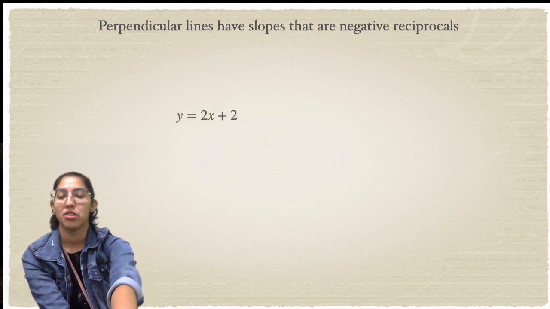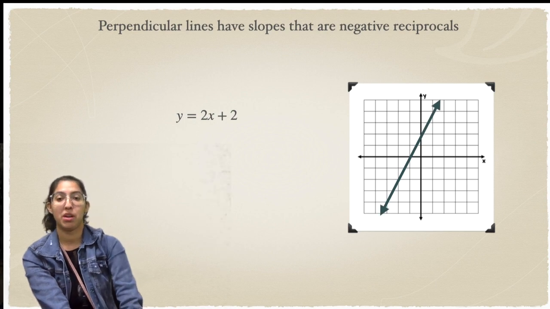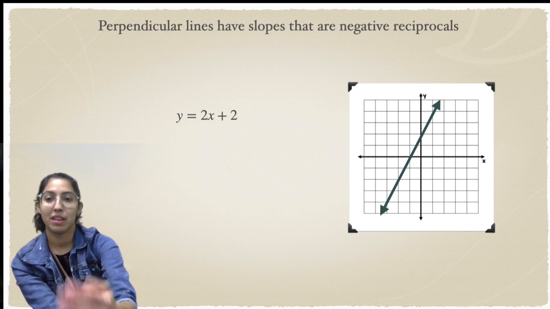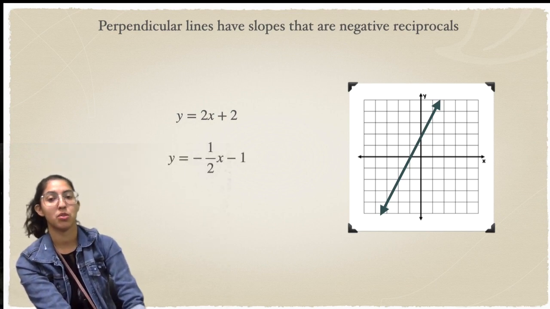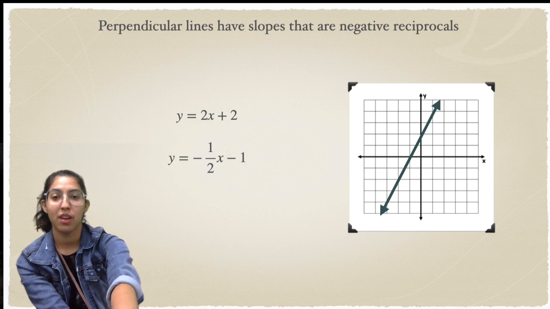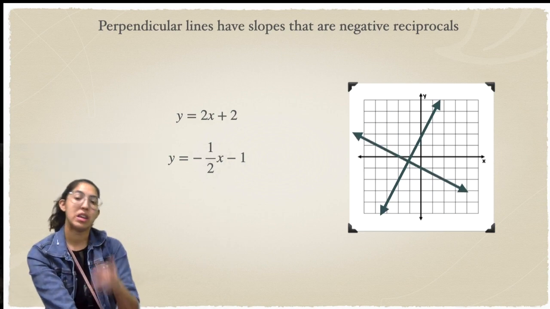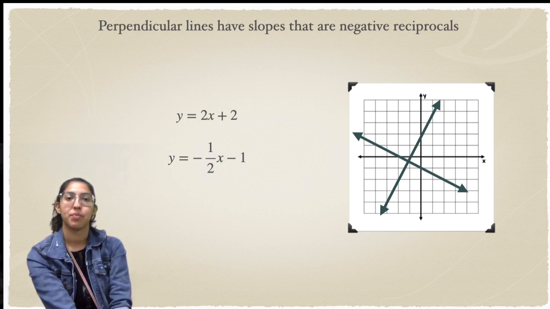A negative reciprocal. So if I put this on the graph, we're going to graph y equals 2x plus 2, and its perpendicular line would be y equals negative 1/2 x minus 1. Once we graph that, we turn it, and it looks like this. So see how they make a 90-degree angle? This would be considered perpendicular.